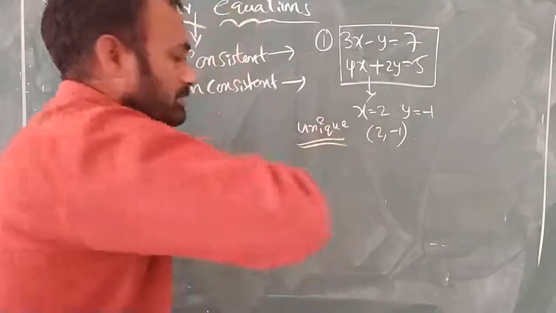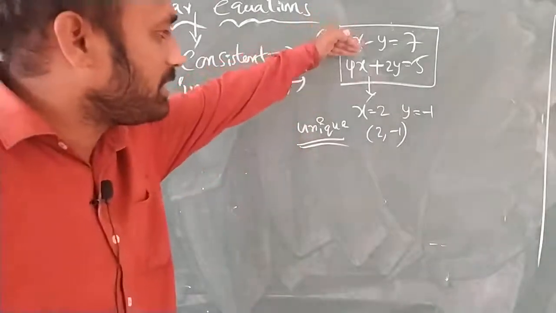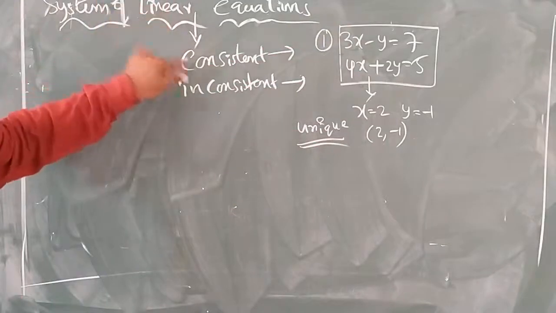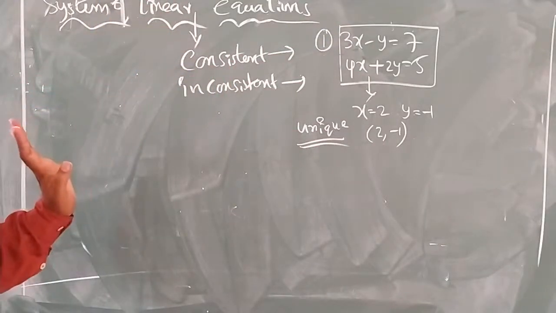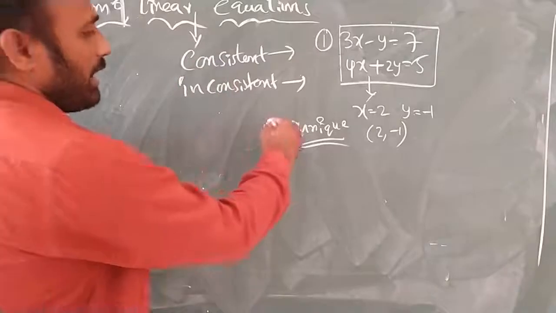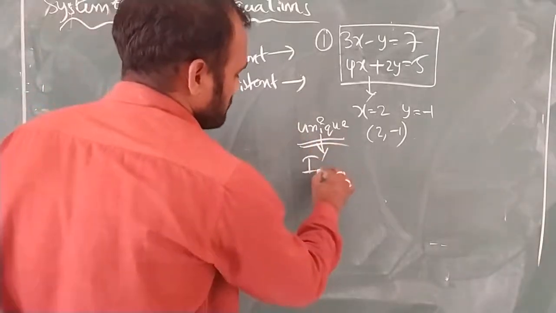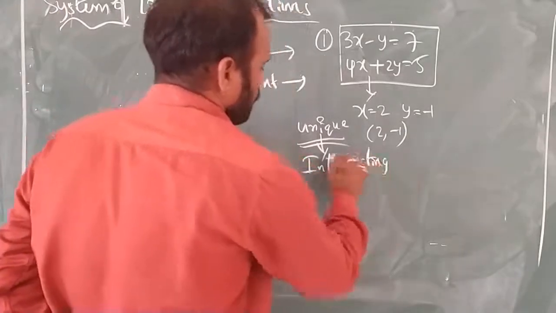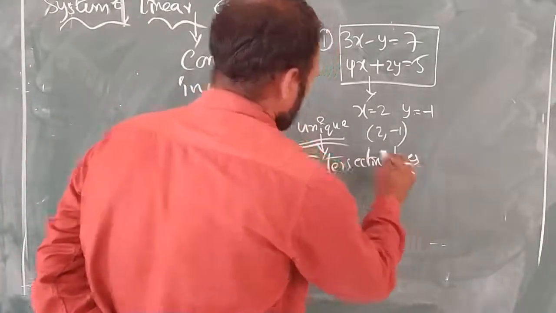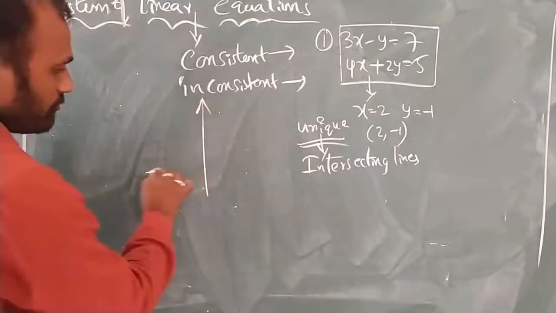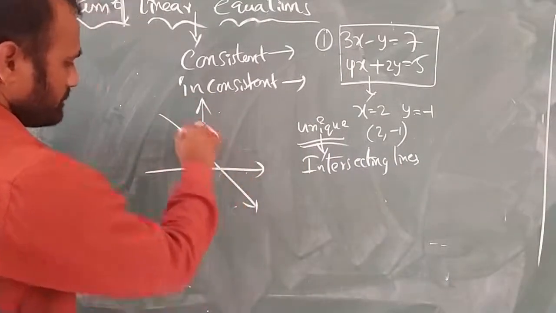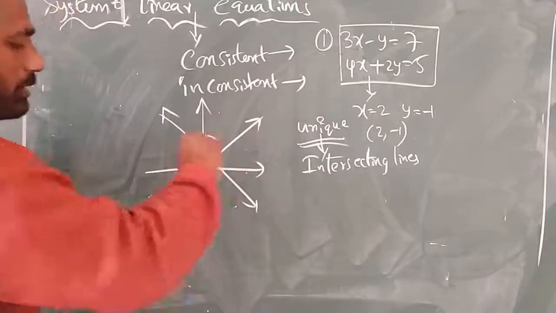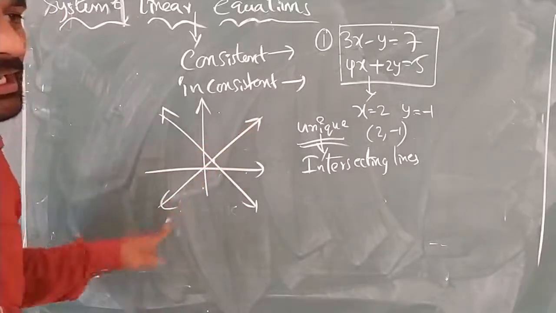So if your system of linear equations has only a single solution, then we will call that system of linear equations a consistent system. If they are consistent, the lines will be intersecting lines. It means, to show in the graph, they are going to meet at one point; these are called intersecting lines.